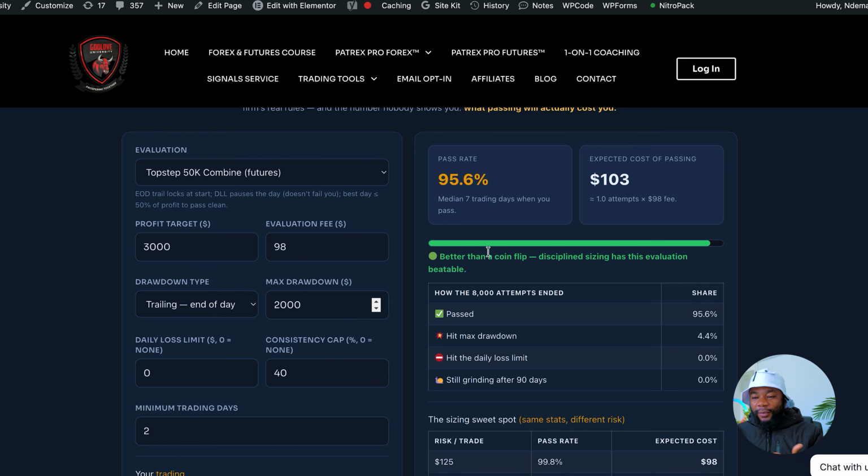All right. Now, you can see the expected cost of passing. For every challenge you pass, you'll be expected to spend about $103 on every challenge to be able to pass.